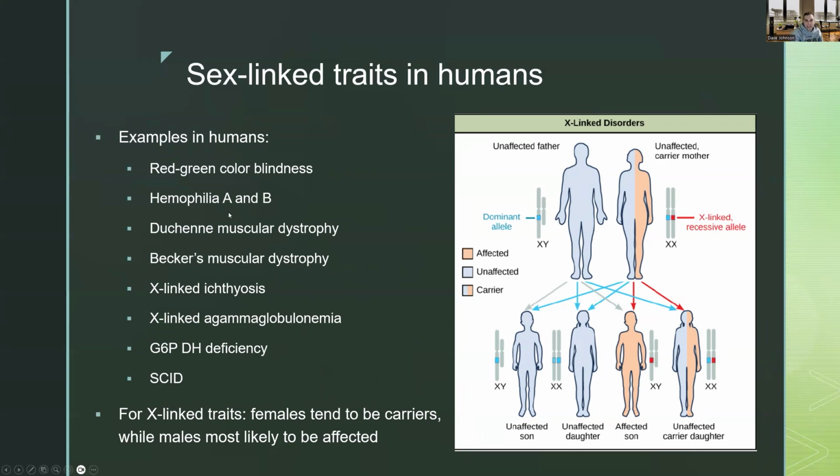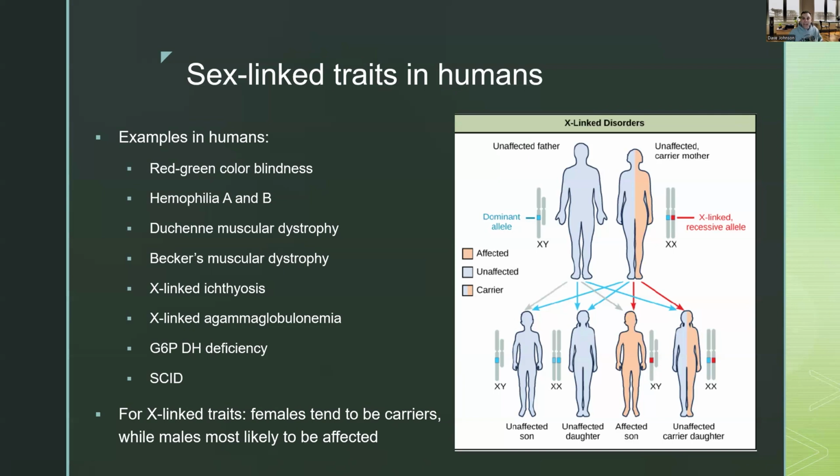Other examples include hemophilia types A and B, Duchenne muscular dystrophy, Becker's muscular dystrophy, X-linked ichthyosis, and X-linked agammaglobulinemia. This is a particularly devastating immunological disease. So is SCID. If you've ever heard of Bubble Boy, he was a boy that lived to be about 13. He had to live essentially in a hermetically sealed bubble for his entire life because he had no immune system. People born with SCID essentially have no immune capabilities. And then there's glucose 6-phosphate dehydrogenase deficiency. That's a tough one to say. G6PDH. There's a reason they abbreviate that. So all of these are classic examples of sex-linked traits in humans.